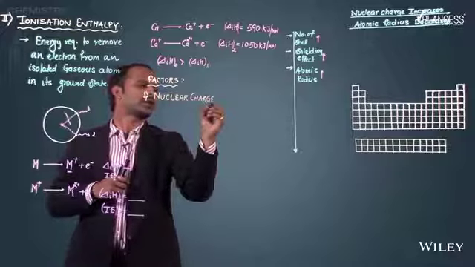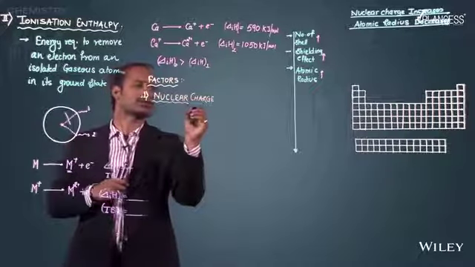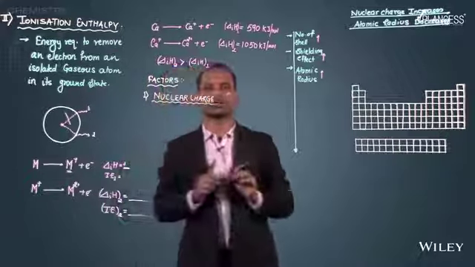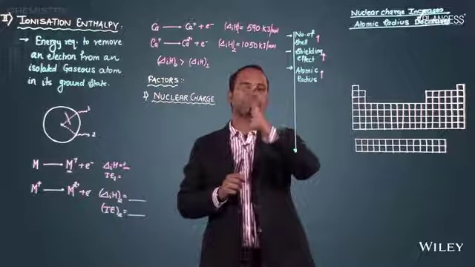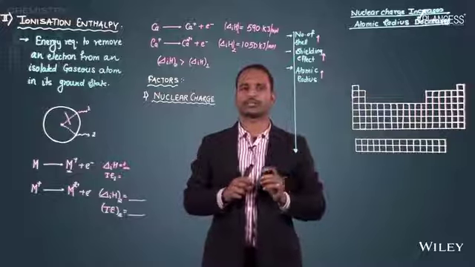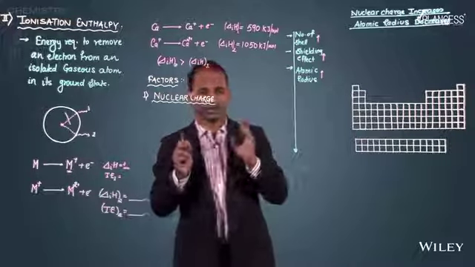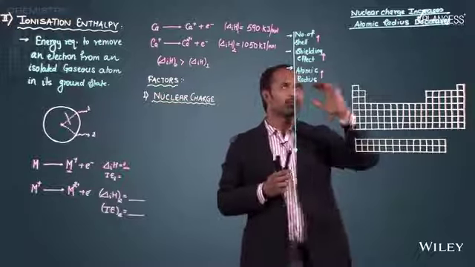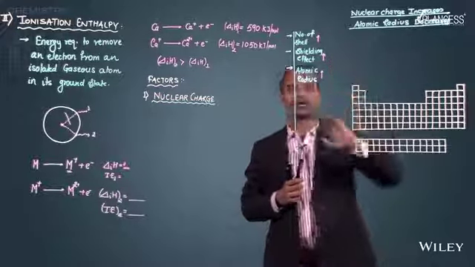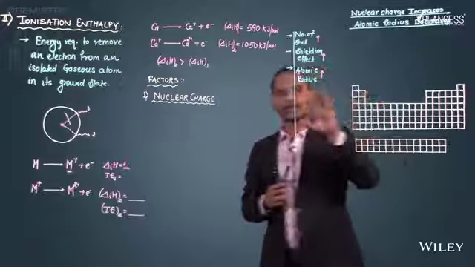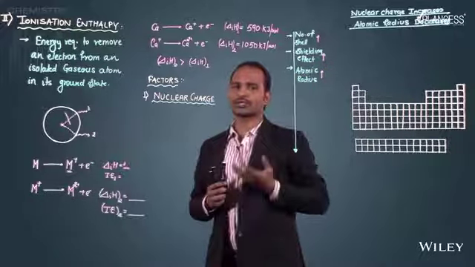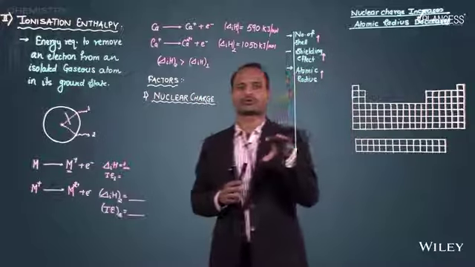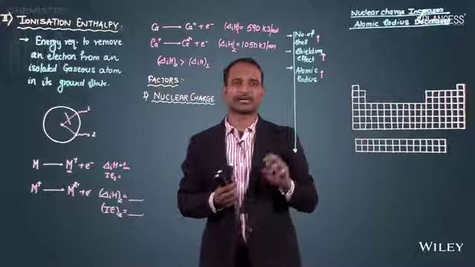While studying the atomic radius, I already told you that whenever I use the word nuclear charge, you have to think that we are moving from left to right in the periodic table, because the nuclear charge effect is applicable only when we move from left to right. When we move from left to right, the nuclear charge goes on increasing. What is nuclear charge? It is the charge on the nucleus due to the presence of protons, and how many protons the nucleus has is decided by the atomic number.